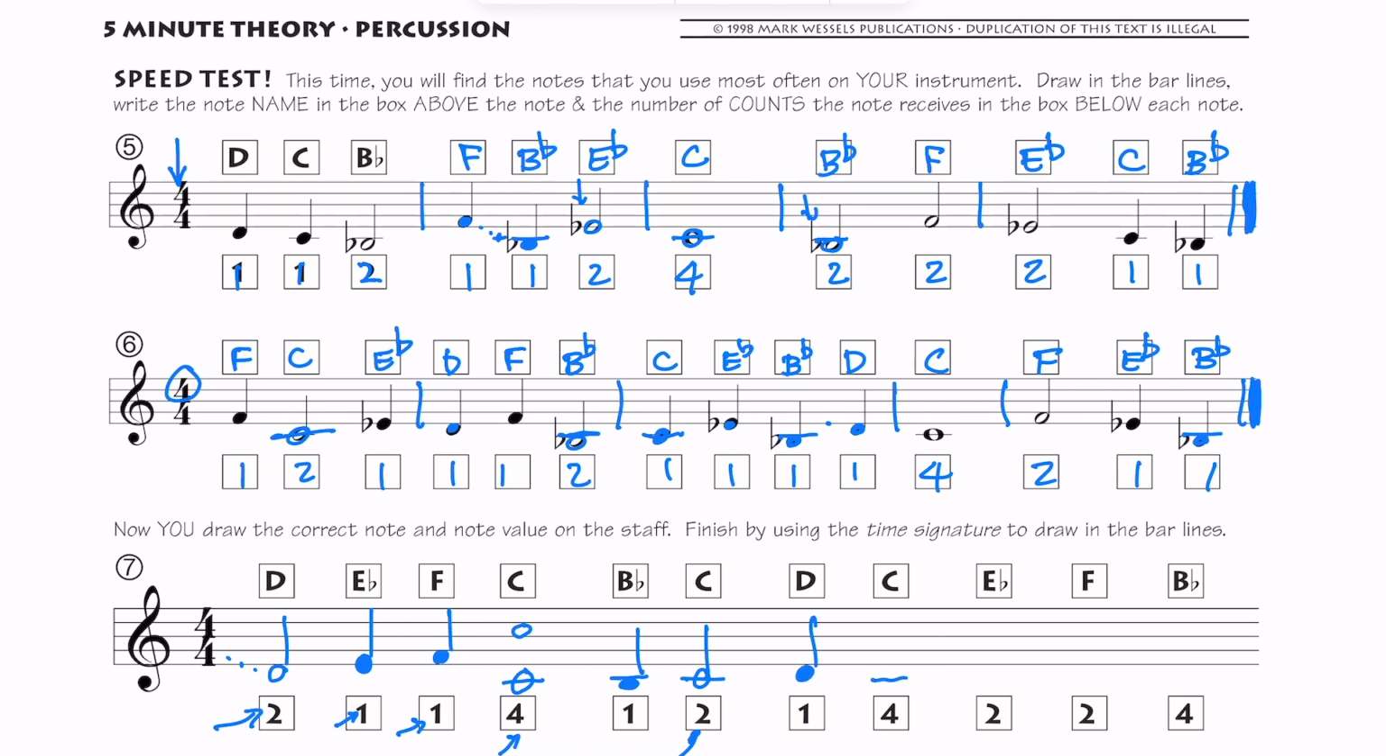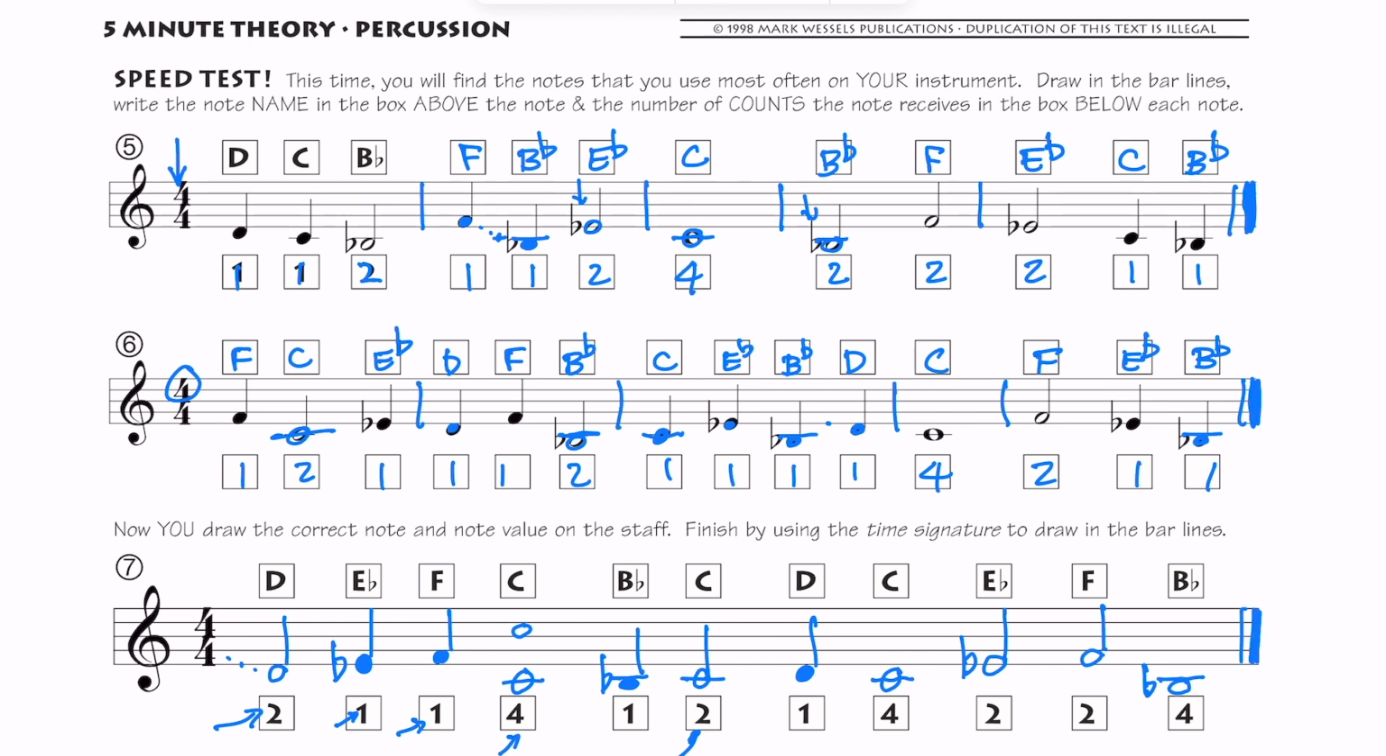C, again with the ledger line, 4 counts is a whole note. E flat. Ooh, gotta remember to draw my flat signs. I've got to go back. Flat sign on B, flat sign on E. Don't forget your flat signs if they're marked that way. All right, and F, 2 counts. And then B flat, ledger line, 4 counts is a whole note. Don't forget your flat sign.